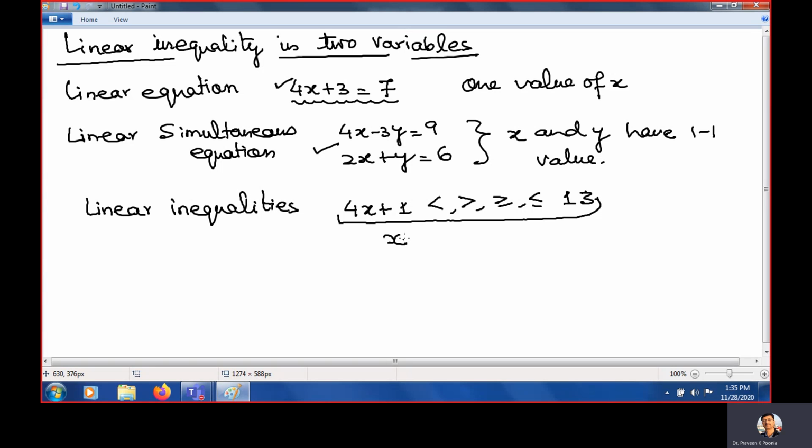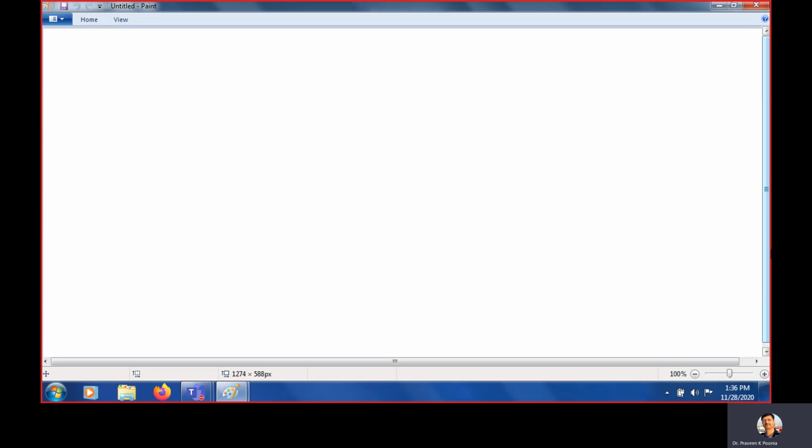Because if you solve it, let us choose less than, so x less than 3. If x less than 3 is the solution of this linear inequality, what values can x take? X can take 2.9, 2.5, 2, 1, 0, minus 1, minus 2, up to minus infinity. It can take any value because x is less than 3. That means in inequality we learn how many solutions are possible. In a linear equation, one solution. In linear simultaneous equations, we have one solution. But in a linear inequality, we have many solutions.